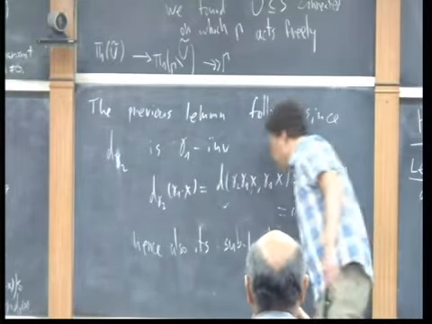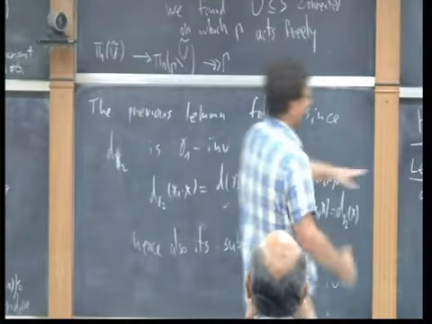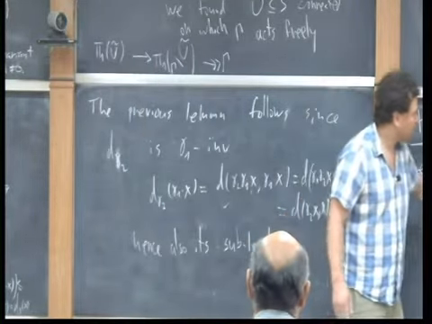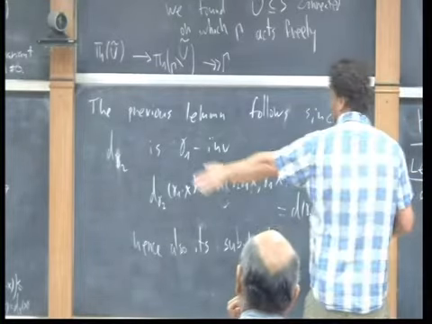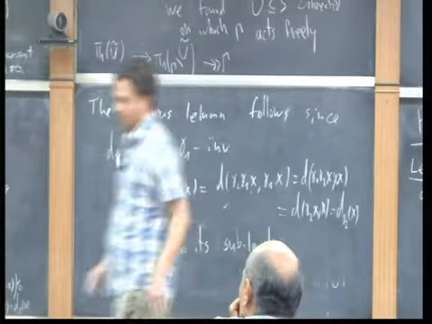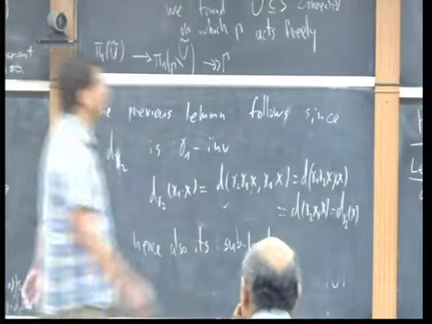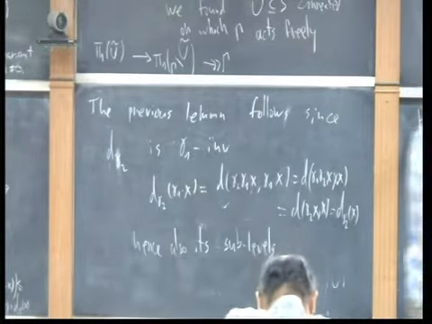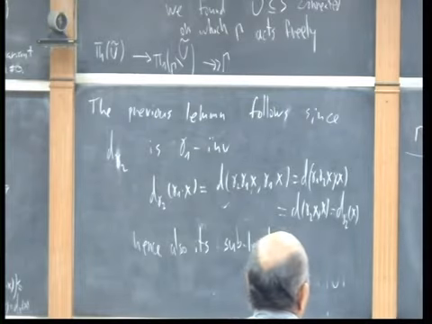And this is what I'm going to use. These two lemmas: this lemma tells me how I can guarantee that some derivative is non-zero, and this lemma tells me something else. And for the proof of the proposition, let me just recall.